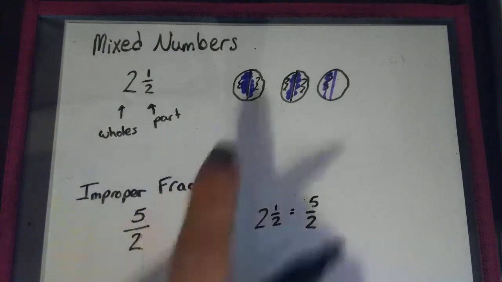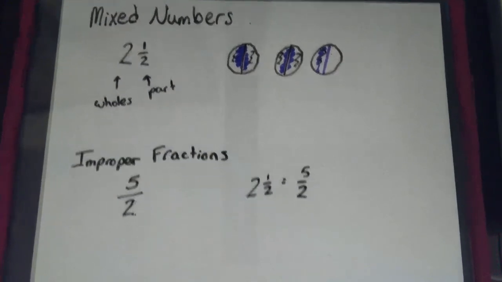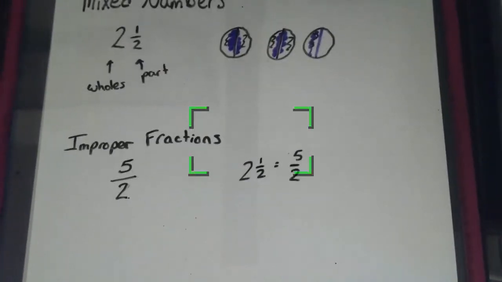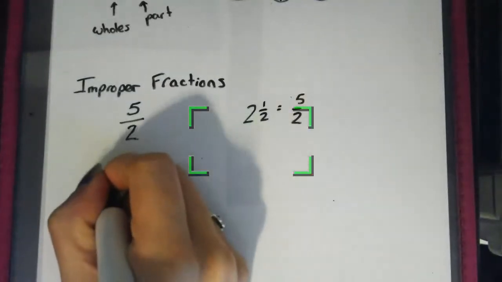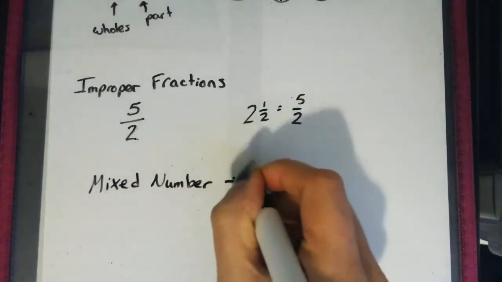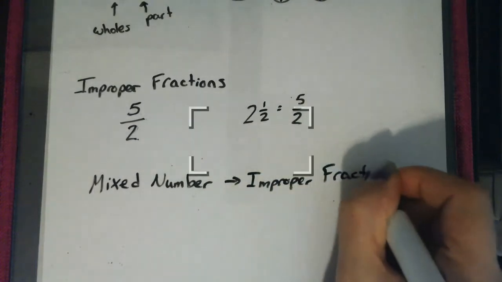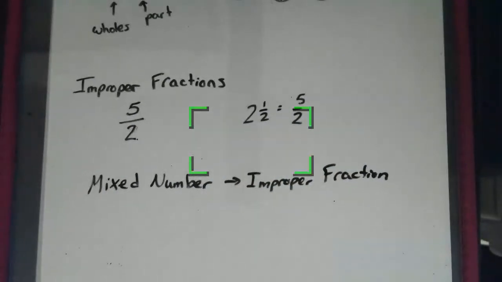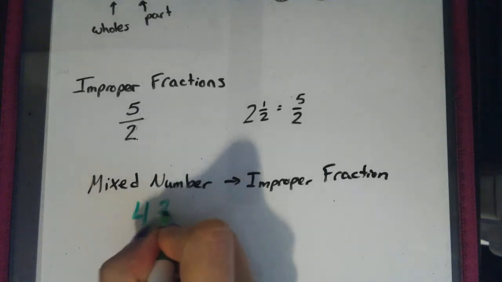Now you're not going to want to draw out the picture every single time. That's going to get annoying, especially if you have like 15 6/9. That's just gross. So a faster way to take mixed numbers to improper fractions, I'm going to show you with an example. So if we want to go from a mixed number to an improper fraction, let's try 4 2/3.